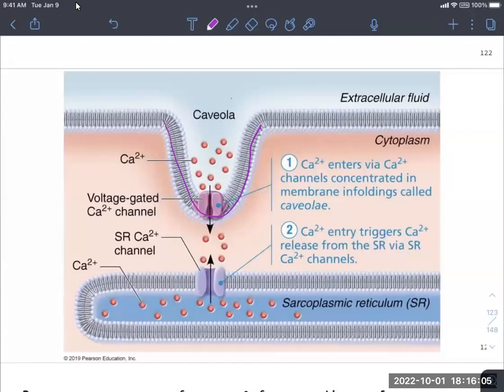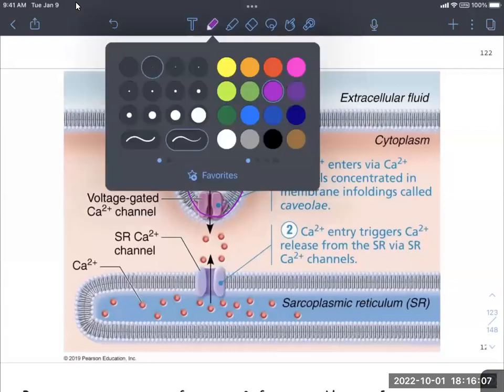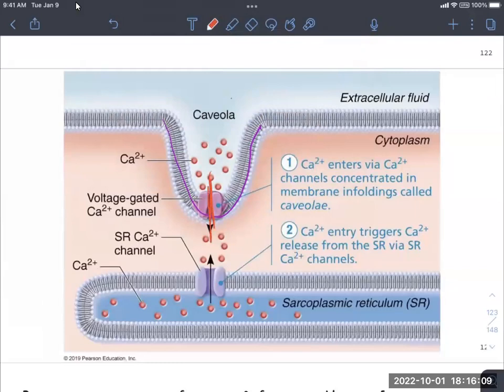So calcium is coming from two directions. Calcium is coming in this way, and it's coming out of the sarcoplasmic reticulum this way. So we're getting calcium into the cytoplasm from two different directions.